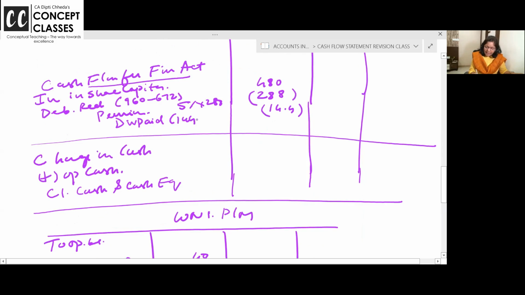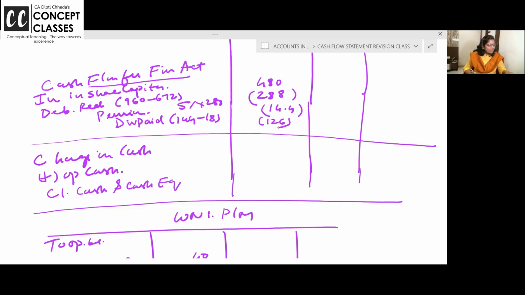144, but 18 rupees is unclaimed. Look at the balance sheet, liability side. Is your left hand with the balance sheet? Unclaimed dividend was not there. Now it is there. So 126. Dividend paid last year is 126.